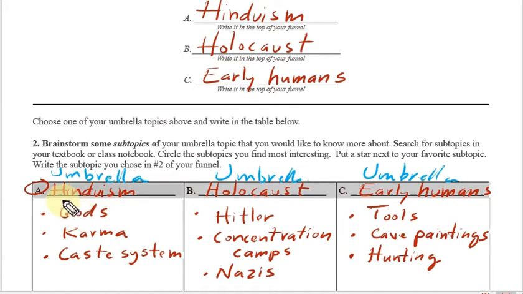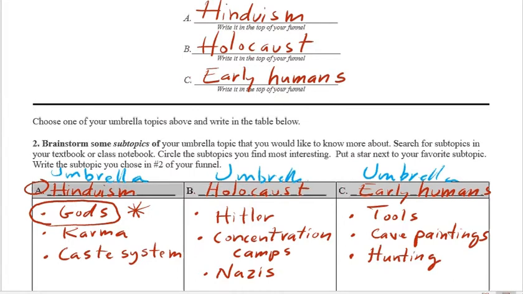Then the next thing you have to do is narrow down your topic to what subtopic you want to focus on. So gods, karma, and caste system, I think I like gods the best, so I'm going to go ahead and circle that. I'll even put a little asterisk next to it. So that's going to be my focus, the gods of Hinduism.